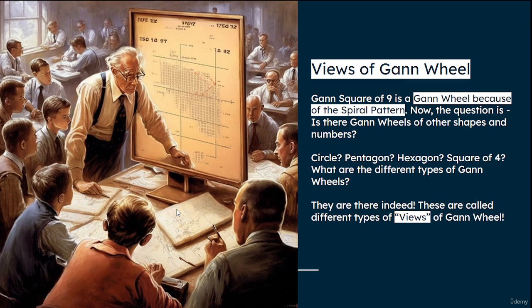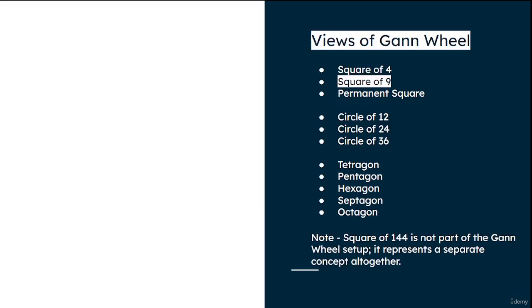Now, views in Gann's wheel. Gann square of 9 is a Gann wheel because of the spiral pattern. Now the question is, are there other Gann wheels of other shapes and numbers? Circle, pentagon, hexagon, square of 4. What are the different types of Gann wheels? They are there indeed. We have already discussed it, but let's summarize the entire thing one more time. These are called different types of views of Gann wheel.